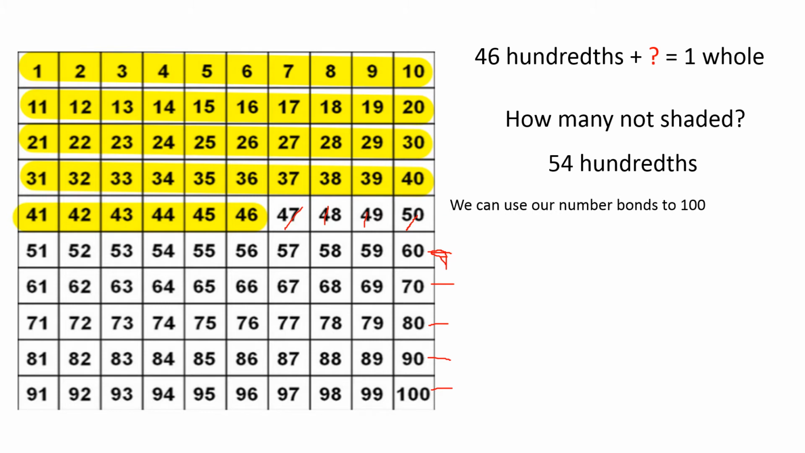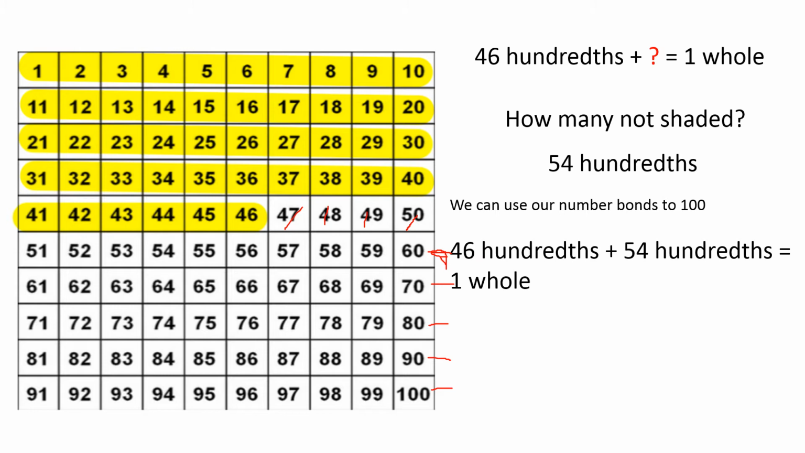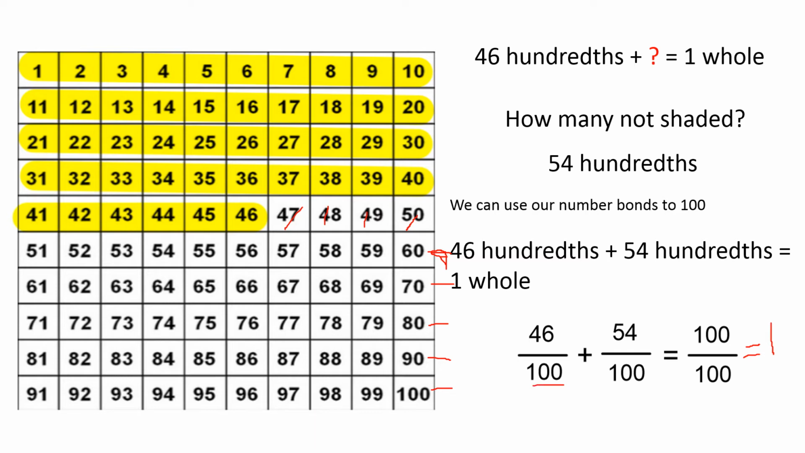And you can use a number bond to 100 to work this out. So the number sentence would be 46 hundredths plus 54 hundredths equals one whole. And as a fraction, it would be written like this: 46 hundredths plus 54 hundredths equals 100 over 100, which equals 1. Now, as we know, we do not add the denominators, it's only the numerators that are added when we work with fractions. And as a decimal, it would be 0.46 plus 0.54 equals 1.